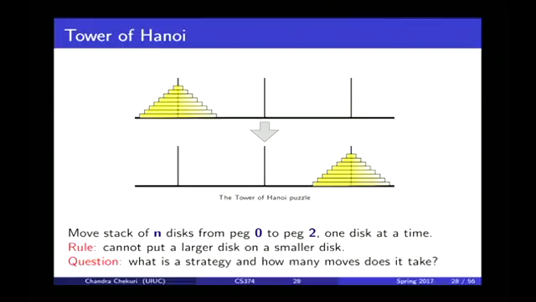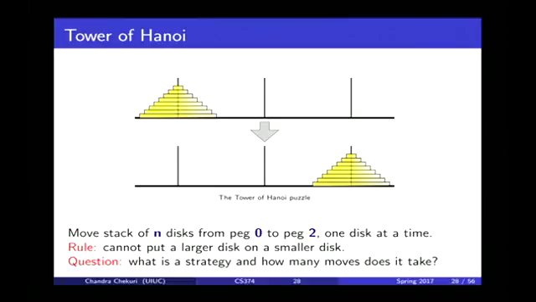The rules of the game are that you cannot put a bigger disc on a smaller disc at any point in this process, and you can only move one disc at a time. Some of you have seen this before. How will you do that? So you want to move all this to this.